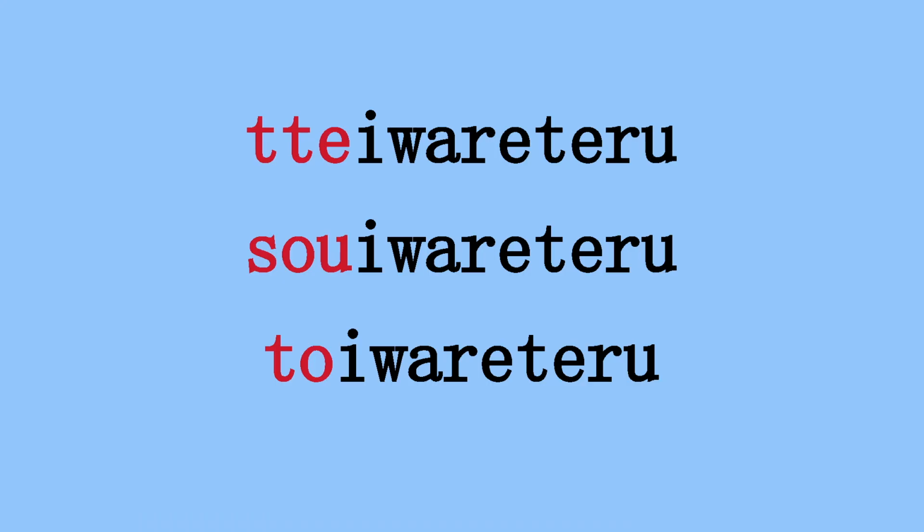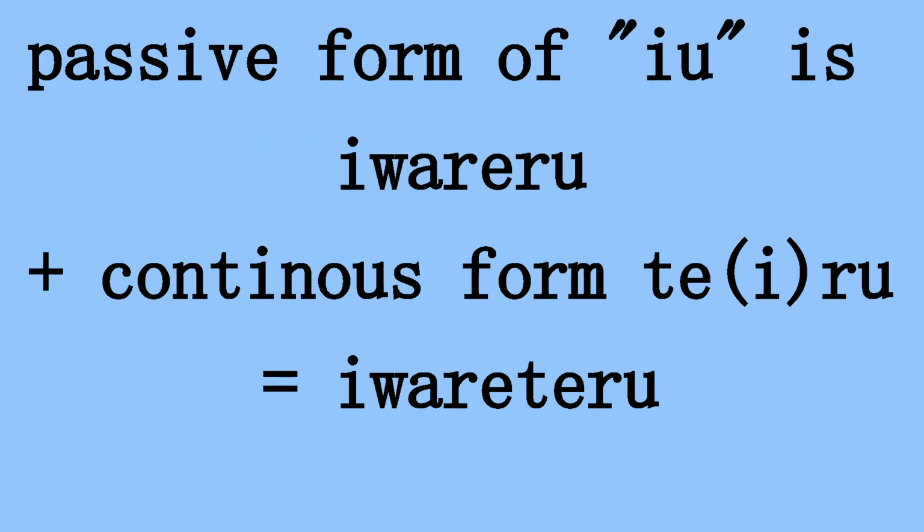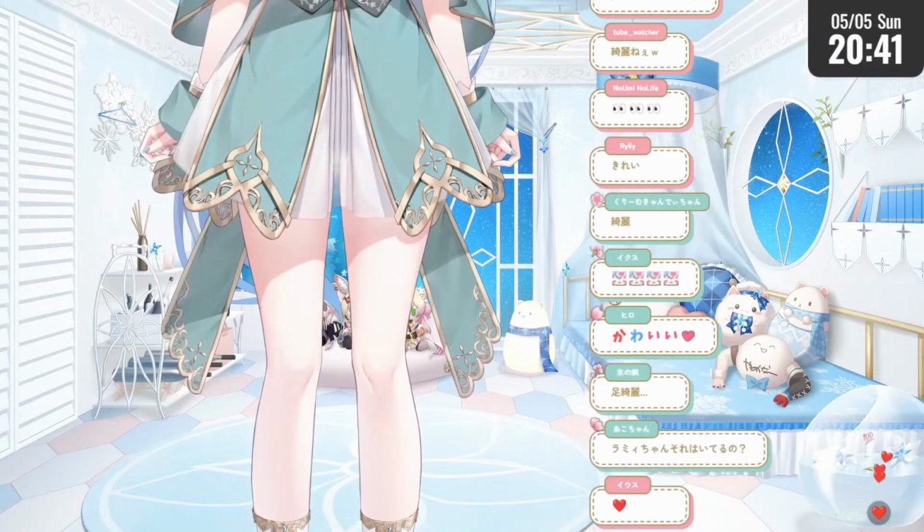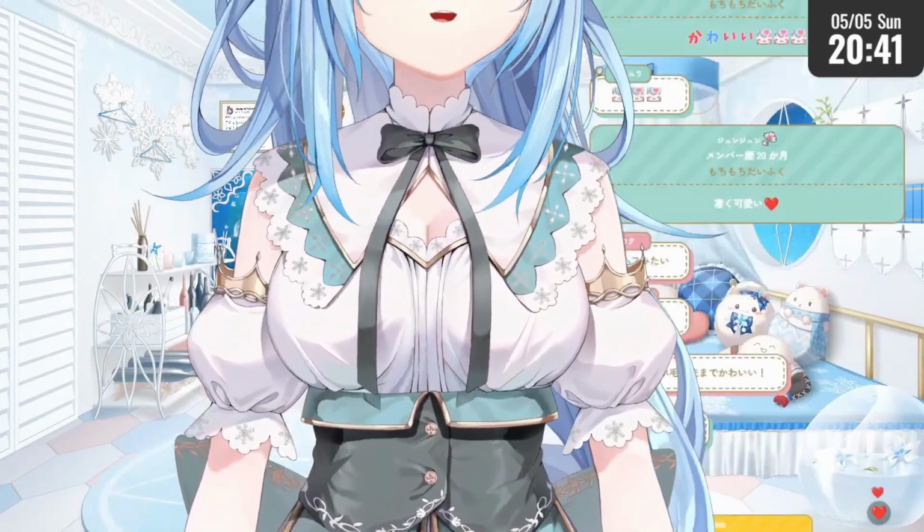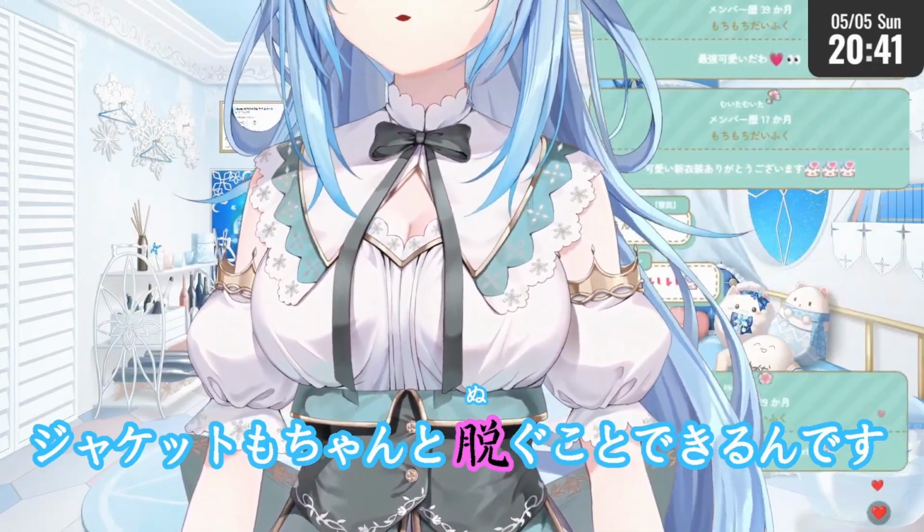In the last video I said te replaces so, also so iwareteru. But as we know now, more correctly it replaces to, also to iwareteru. But so iwareteru seems also to be correct, but it is more rare. Then what we have here is just toiu conjugated into the passive form and the continuous form of teiru. This expression translates into what people are saying or it's being said.